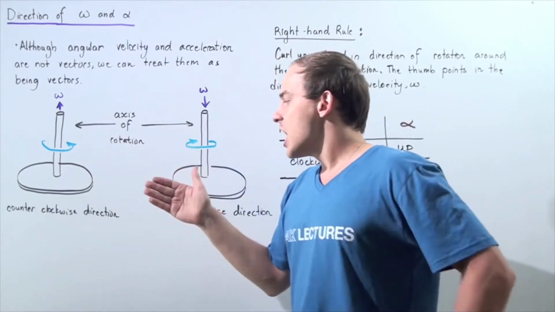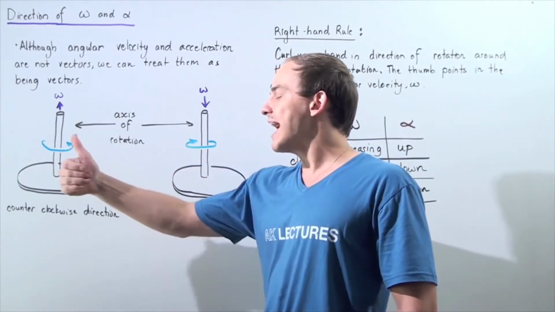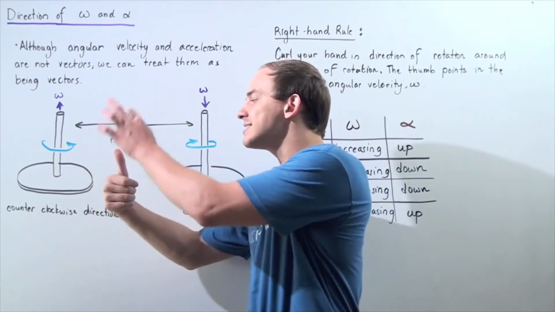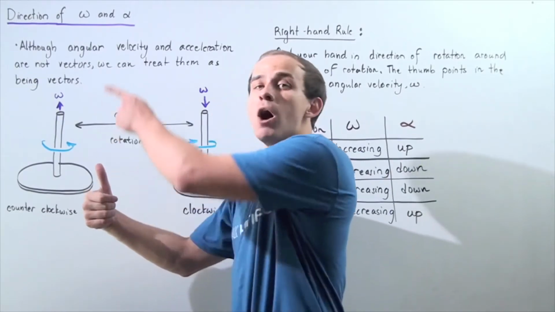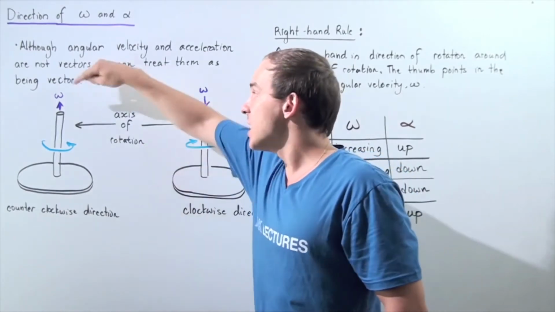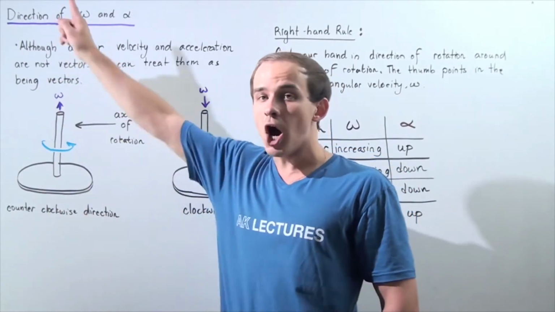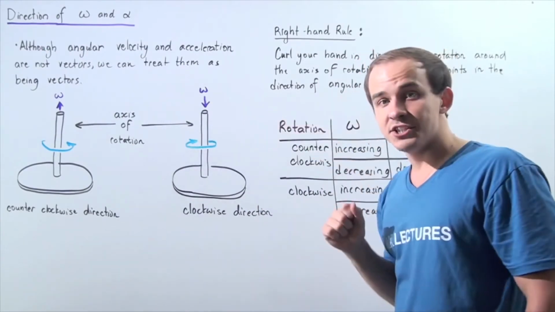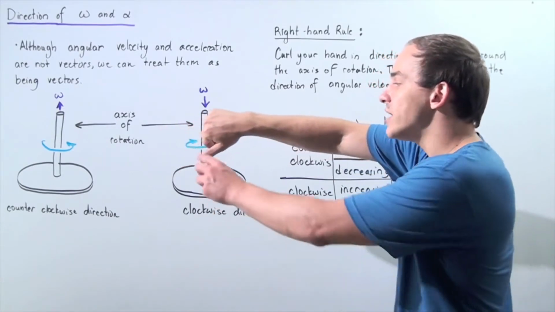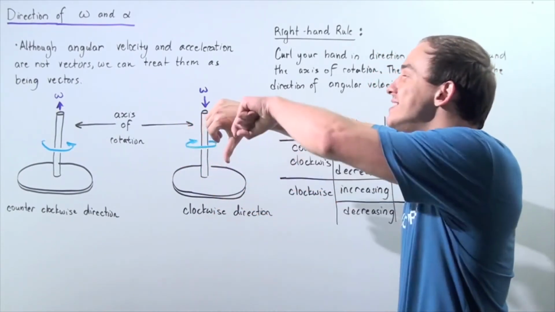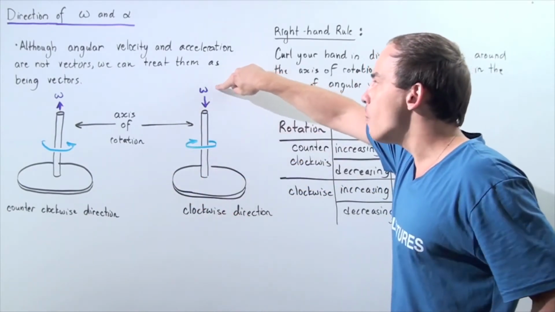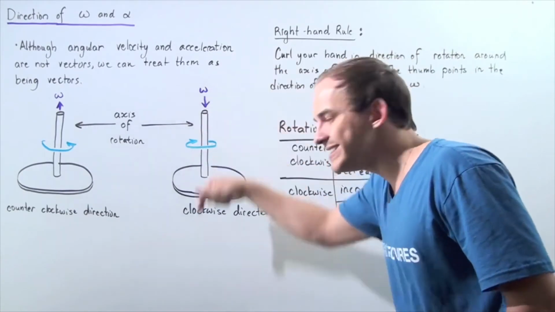So in this case, I extend my hand around my axis of rotation. It rotates in the counterclockwise direction. I extend my thumb, and my thumb points upward. So that means when the object is rotating counterclockwise, my angular velocity will point upward. Now, if I look at this condition, I have to curl my fingers clockwise, and now when I extend my thumb, it points downward. So in situation number 2, our omega, angular velocity, points downward.